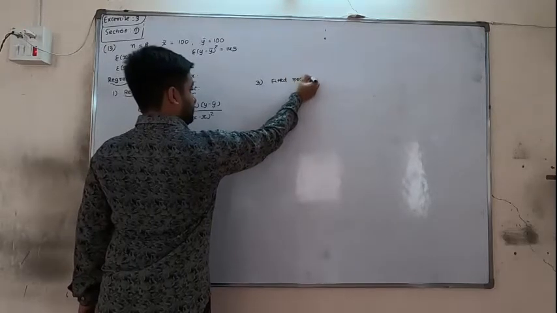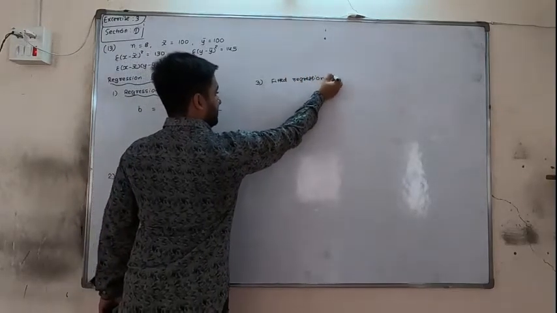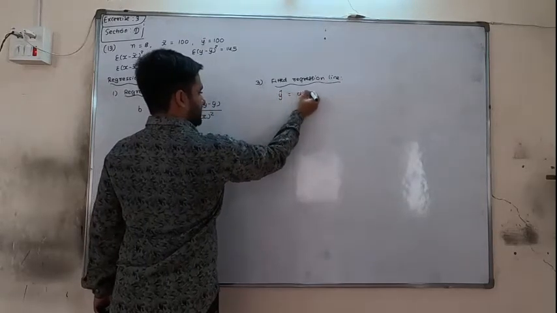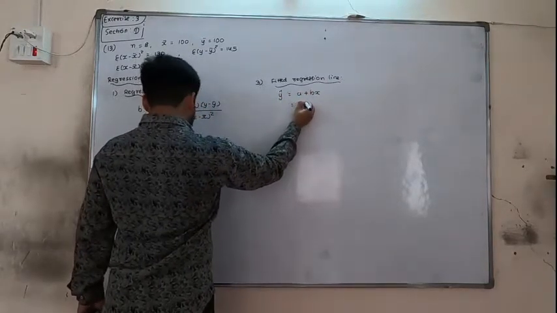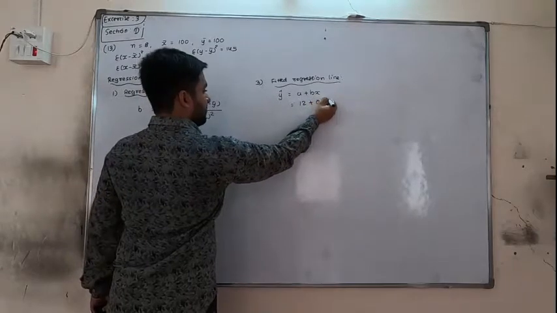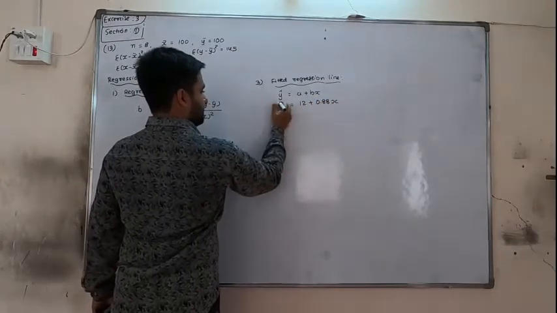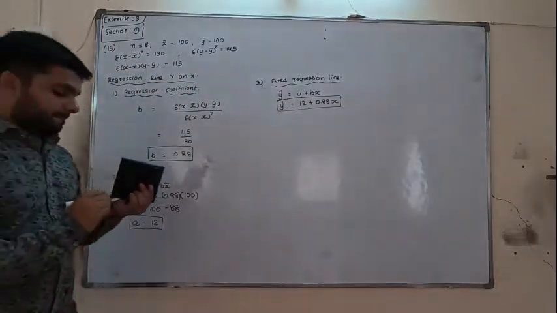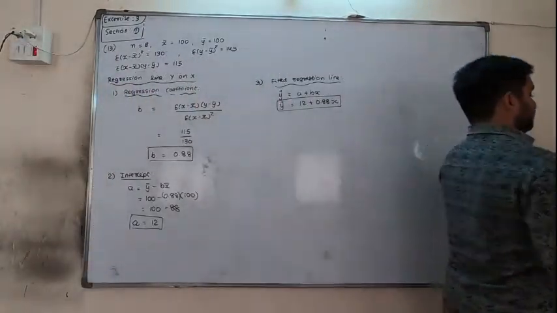Last, fitted regression line. Y cap is a plus bx. a is 12, b is 0.88 and x. Okay, so section D is complete.